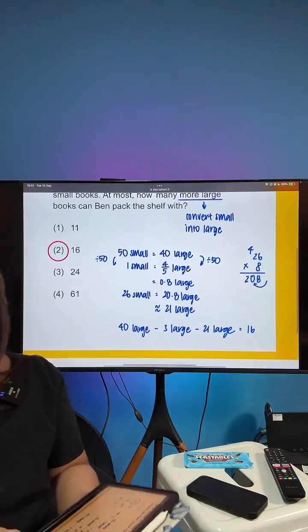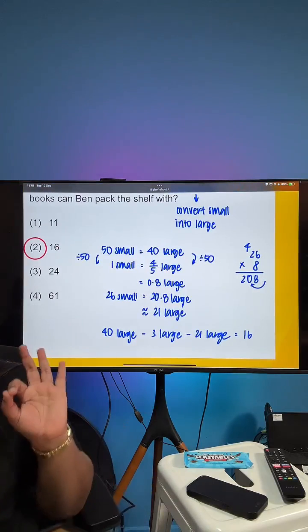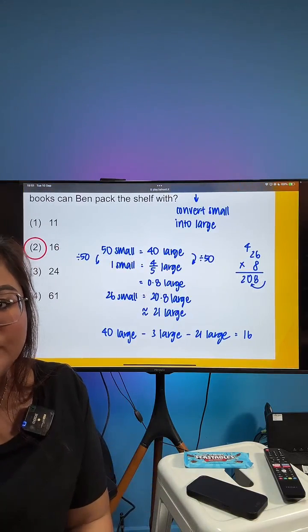Okay, I'm gonna enlarge this one more time for you guys to see, and then we'll move on to question number 3, okay? Everybody good so far?